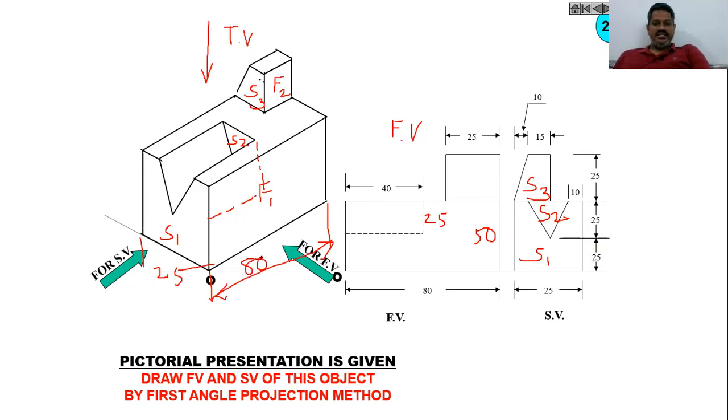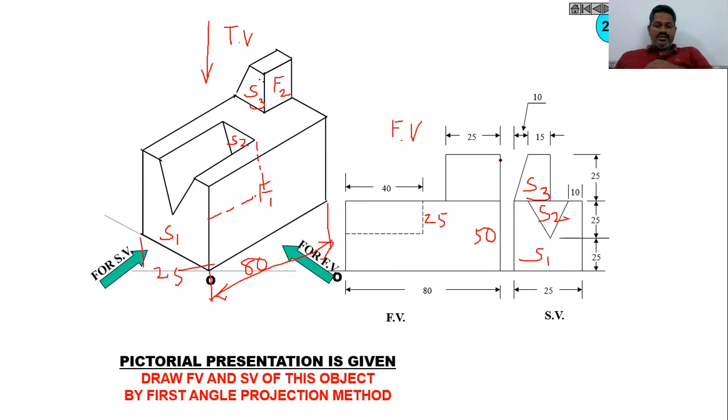By taking 80 and 25, draw a rectangle in front of you, represent the dotted line, then represent the web above this rectangular block with the given dimensions. Then from the left side view, you will find the surface S1, S2 and S3 looks like this.